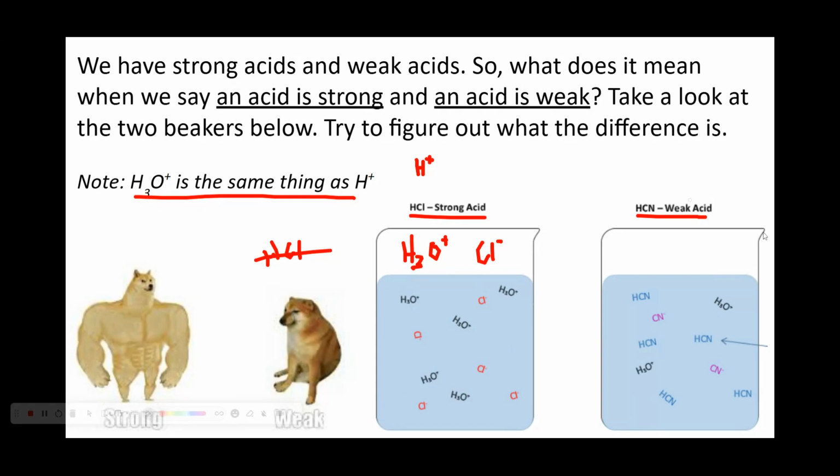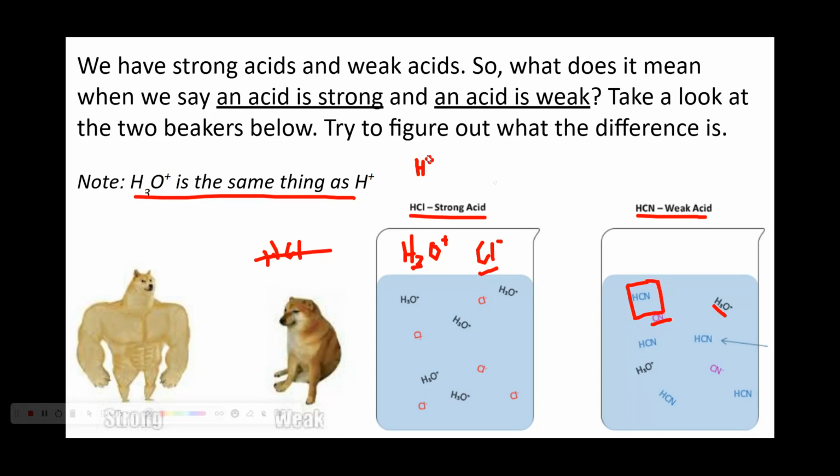Okay. But if we look at HCN, which is a weak acid, we can see that we have the H3O pluses or the H pluses, and we have our CN minuses here, right? Which we can compare to the Cl minus over here. But we also have HCN.